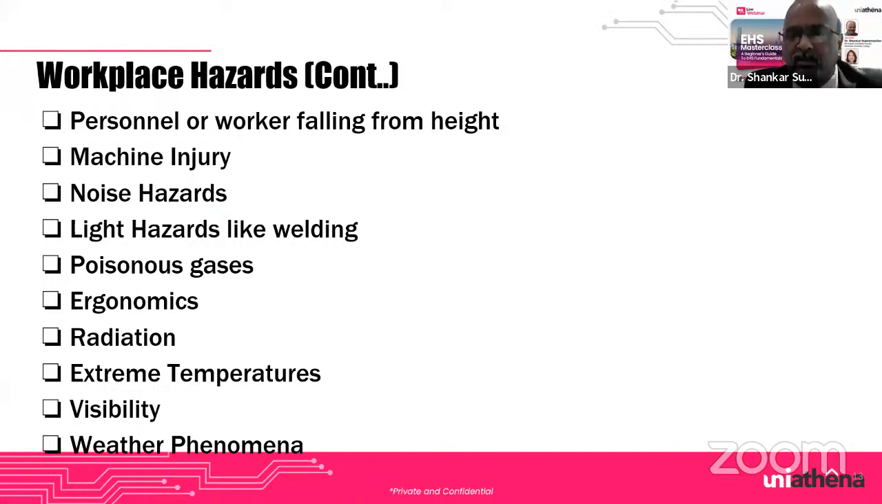Machinery injury: you can cut off your finger or hand, and getting stuck on the machine is a machine injury. Then noise hazards, as I said about airports or even a construction site. Light hazards like welding: when you're using welding machines and torches, it can lead to serious eye injuries, or even fire. Poisonous gases released, hazardous chemicals and explosive chemicals need to be handled very carefully as per the rules and regulations of the government as well as the Factories Act.